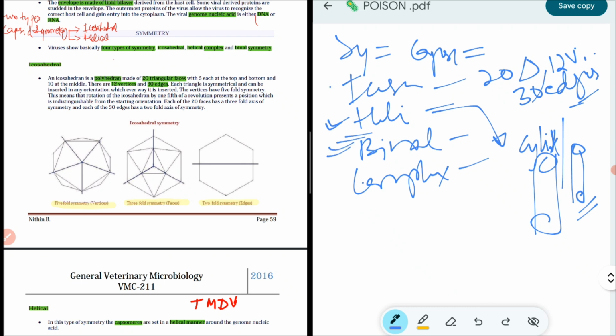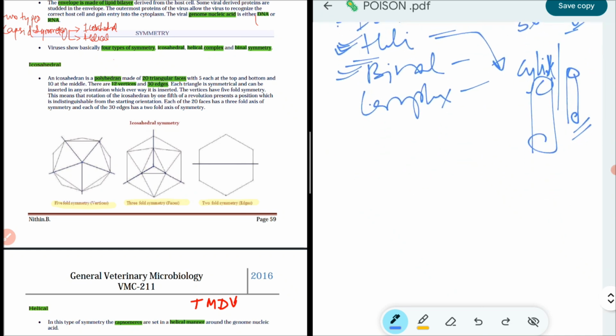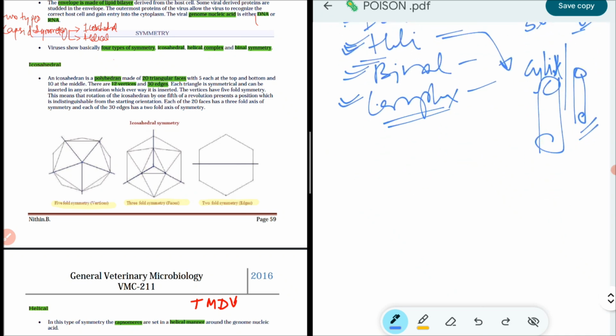And in case of binal, the best example is bacteriophage, which has both icosahedral as well as helical symmetry. The head of the bacteriophage represents icosahedral symmetry, whereas the remaining body of the bacteriophage represents helical symmetry. So that gives a binal symmetry of the virus. And in complex, as the name itself says, there is an intricate design of the capsomers arranged such that it is very difficult to classify it as a particular shape or design. And also the virus tends to vary its symmetry as time goes on. So this is about the complex symmetry of the virus.